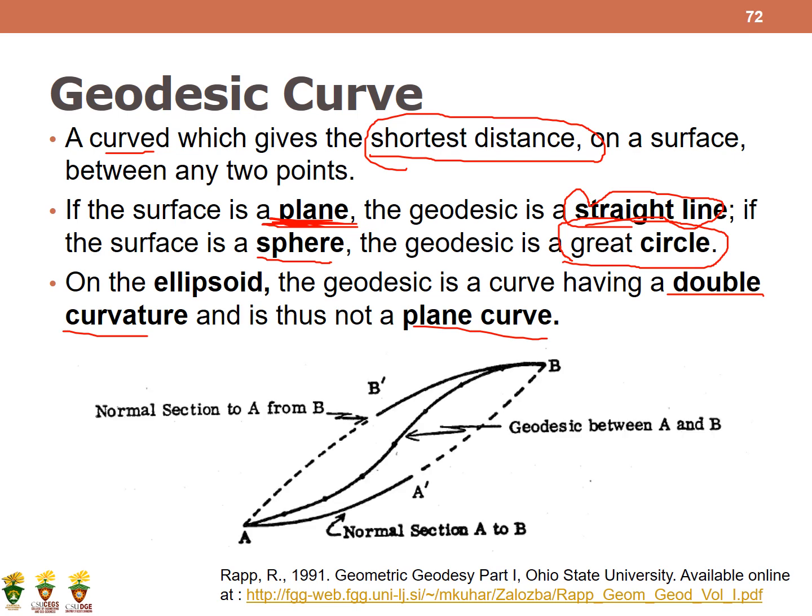So this one is the normal section from A to B. And this one is the normal section from B to A. This is A to B. So the geodesic curve is this one.